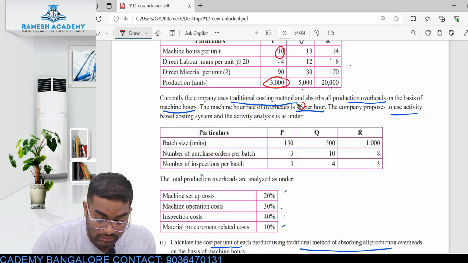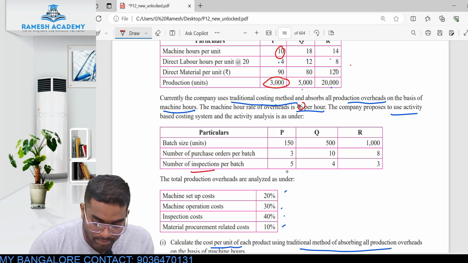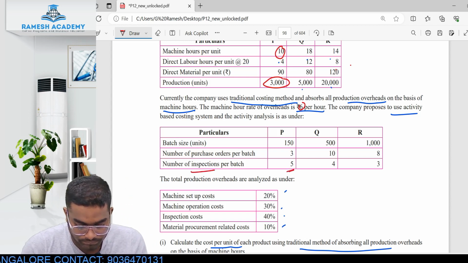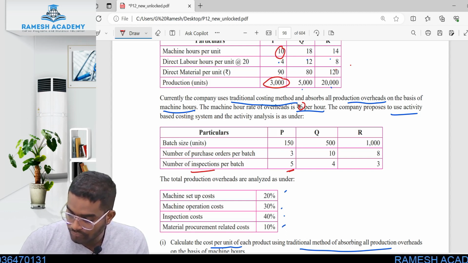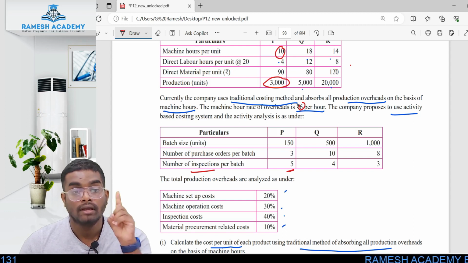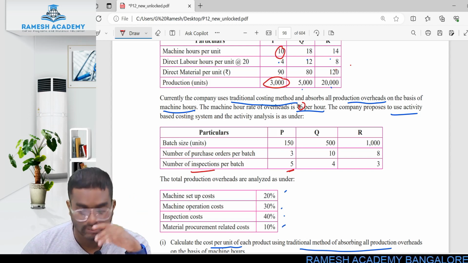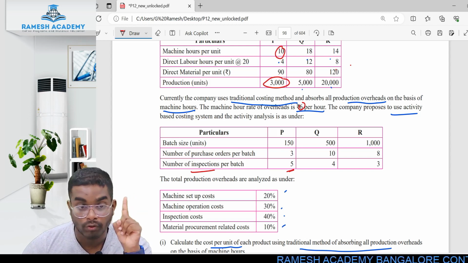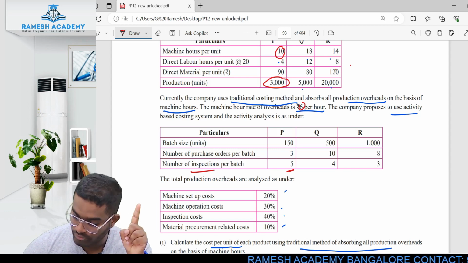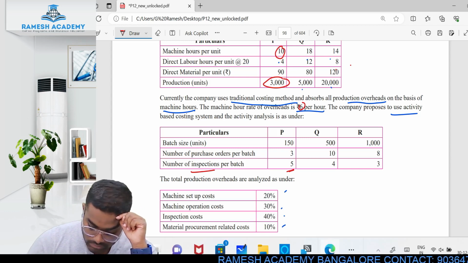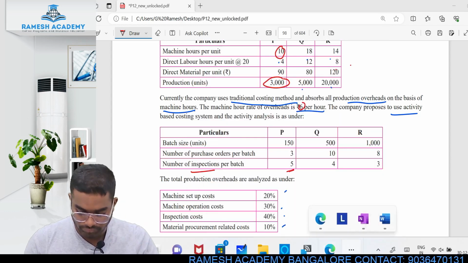Now they are telling that the number of inspections per batch is 5. How many batches were there? In total we have 3000 units for P, but in one batch it is 150. So the number of batches would be 20. For one batch it is 5, so for 20 batches it would be 100. I'll make a working note here, don't be confused.